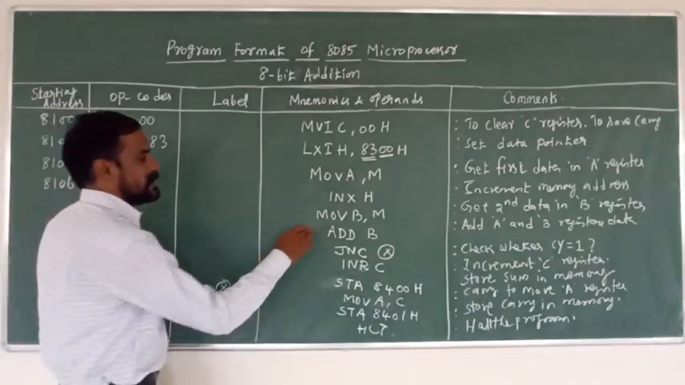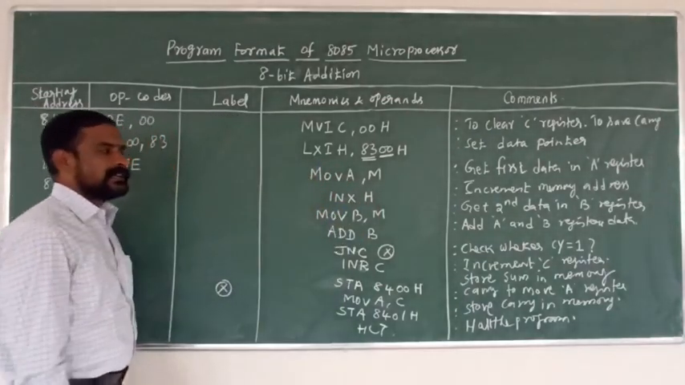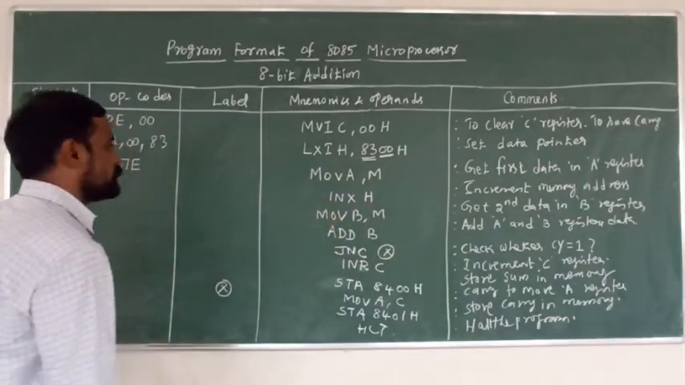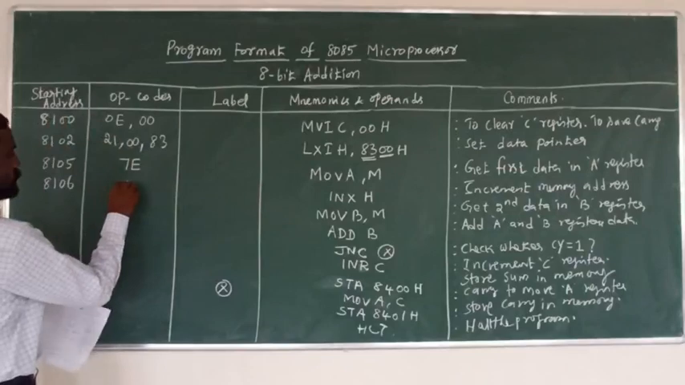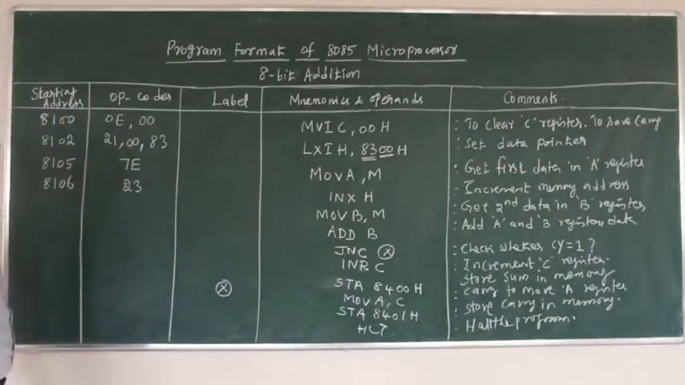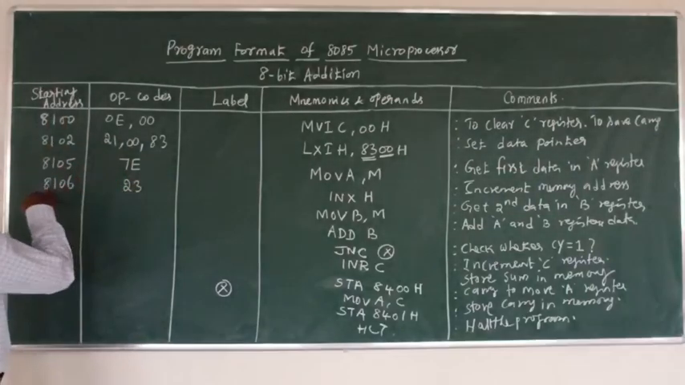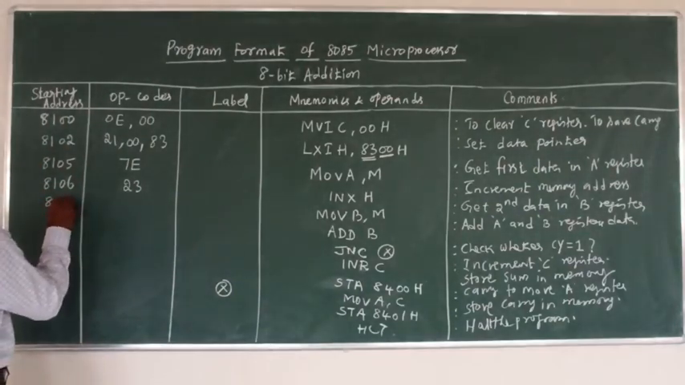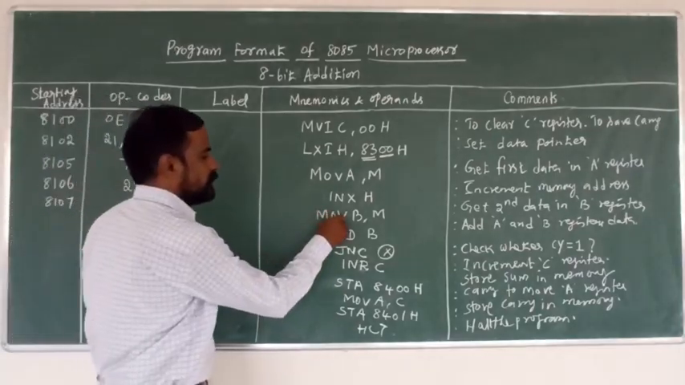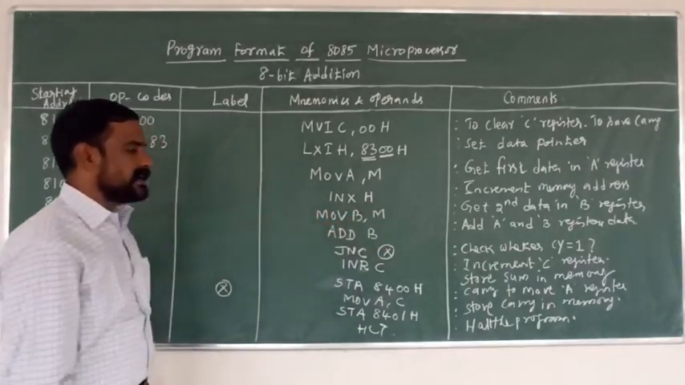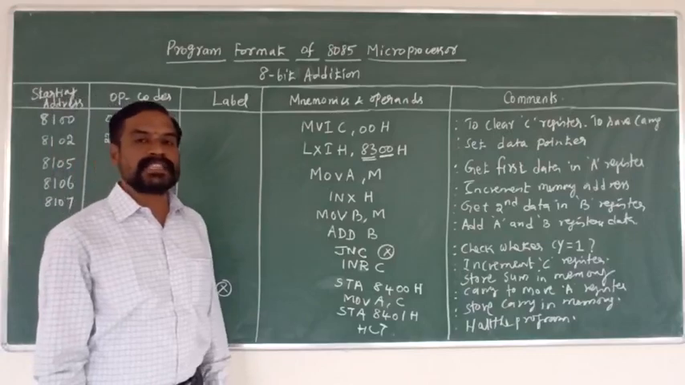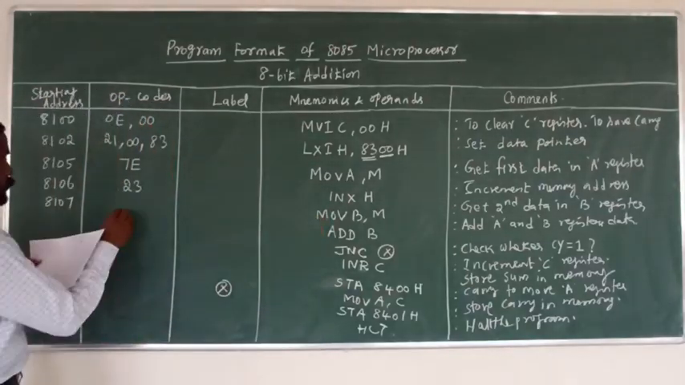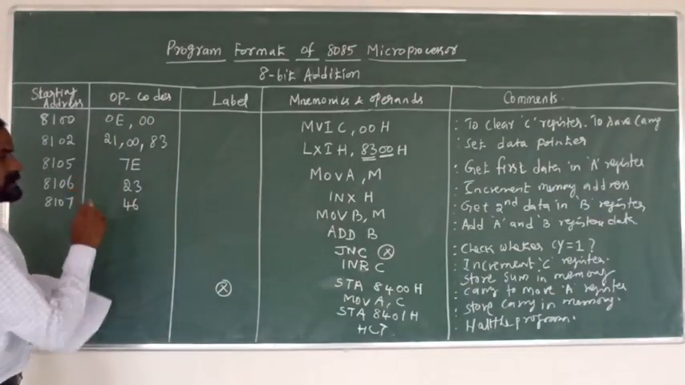8106 INX H. This is also a single byte instruction, only opcode. INX H, the opcode 23. Now the 23 is stored at address 8106. Next address 8107, MOV B, M. This is also a single byte instruction, only opcode. The opcode for MOV B, M is 46.